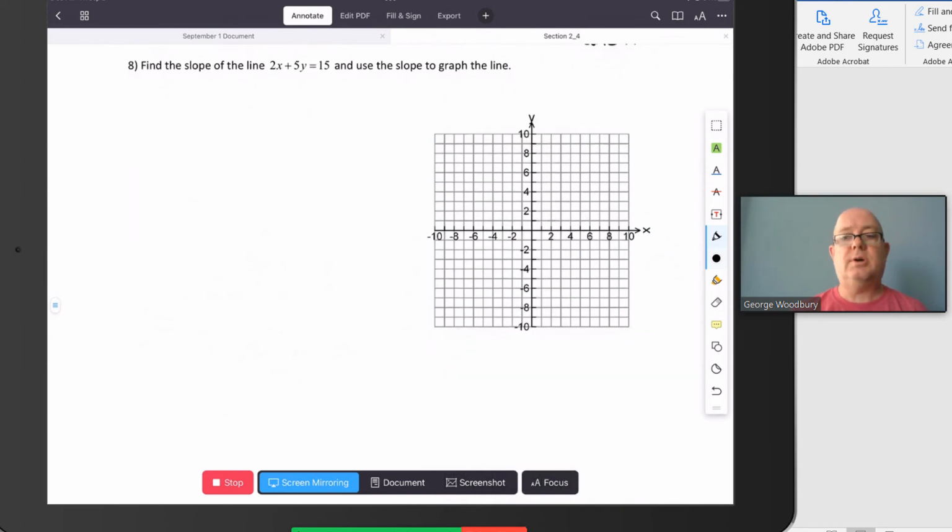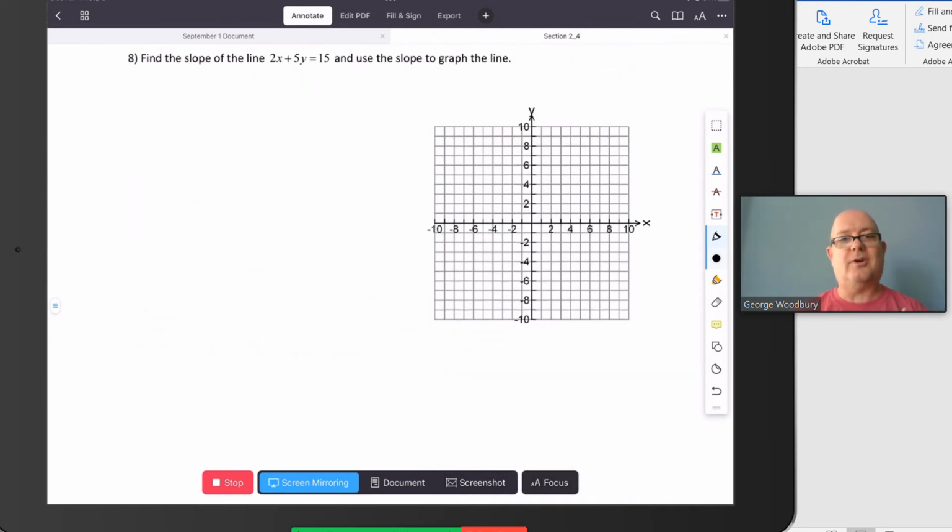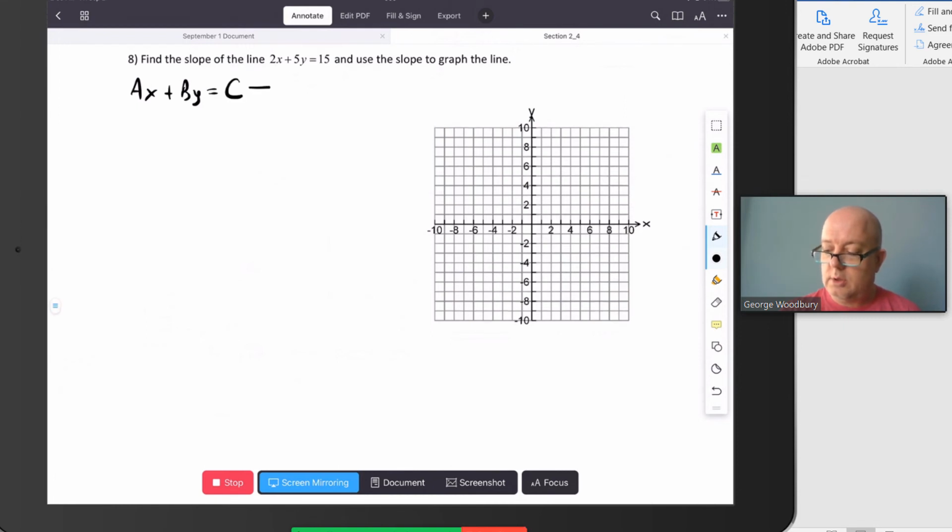Now we'll get to a non-vertical, non-horizontal line, and we're going to try to graph this using the slope. We're given the equation in its general form, 2x plus 5y equals 15, and the goal is to go from the general form to the slope-intercept form. I can then plot the y-intercept just by reading it from the equation, and then I can use the slope to count to a second point on the line, and then I just draw the graph that goes through there.